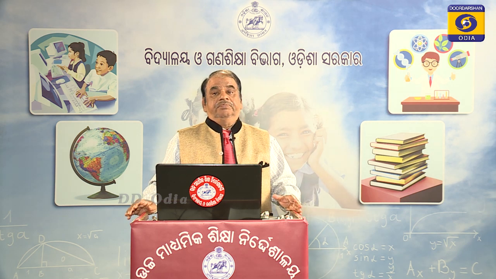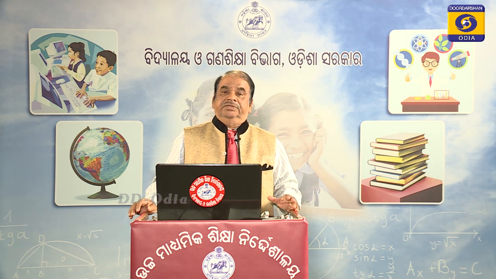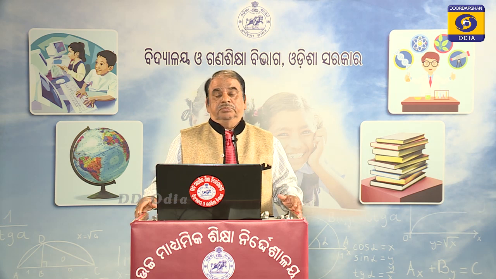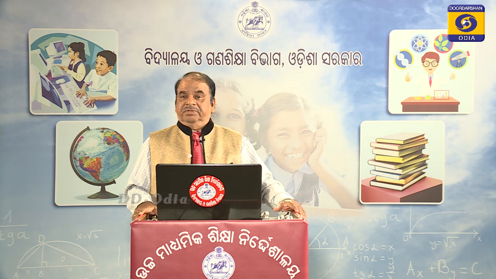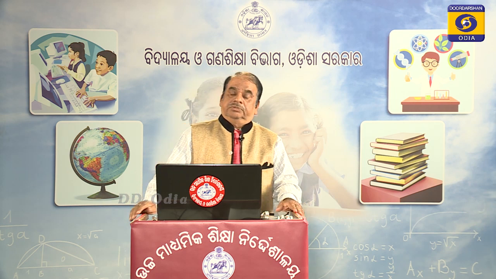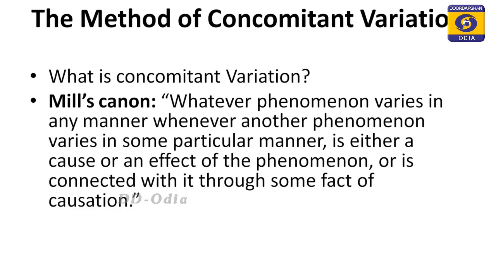So, in this manner we have seen the joint method of agreement and difference, which has utilized the basics of the two previous methods, that is the method of agreement and the method of difference. Now, we shall proceed to the next method, that is the method of concomitant variation. First, let us know what is concomitant variation.